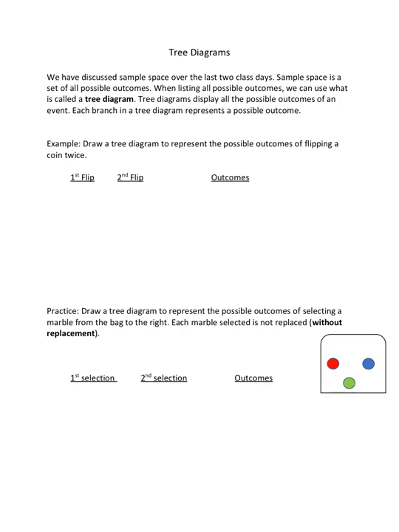Today we're going to be looking at tree diagrams. The paragraph below is going to introduce us to what a tree diagram is. We have discussed sample space over the last 2 days. Sample space is a set of all possible outcomes.